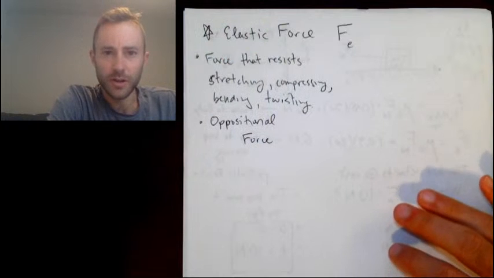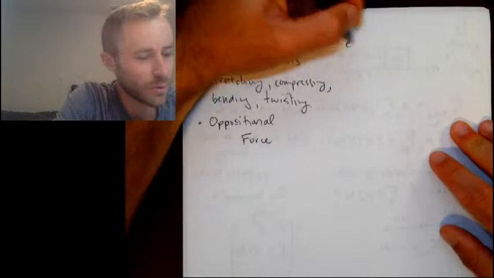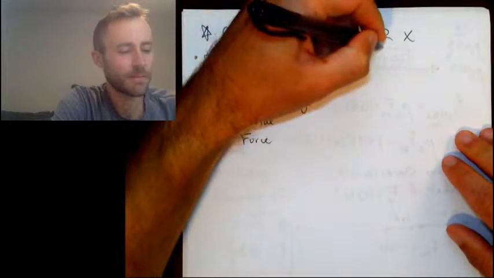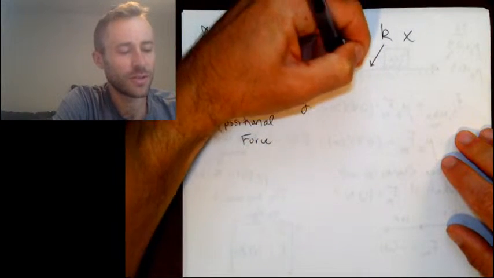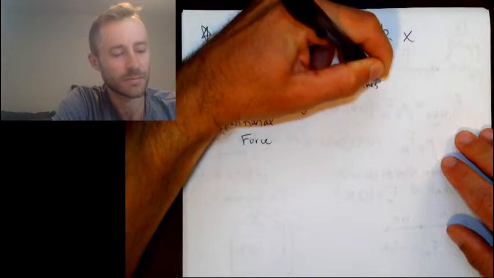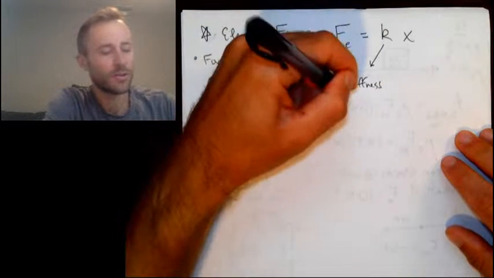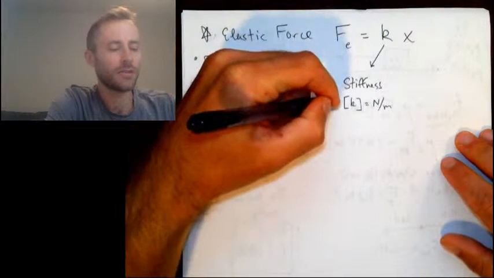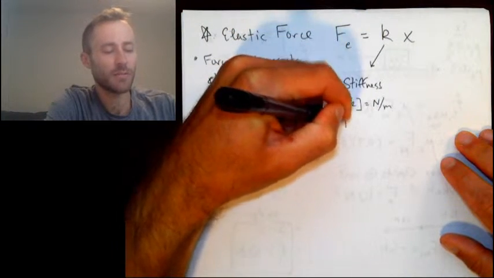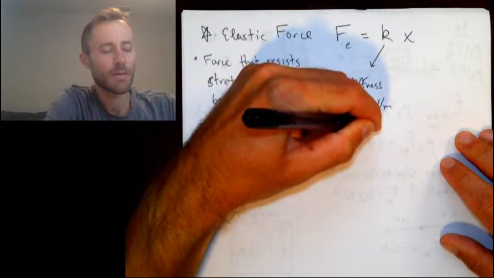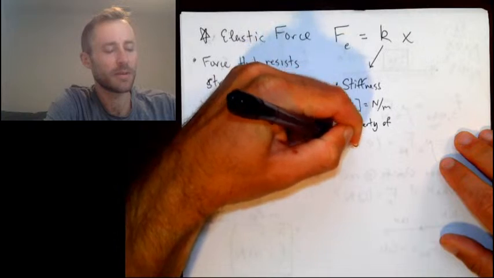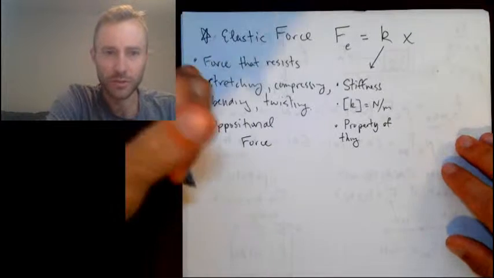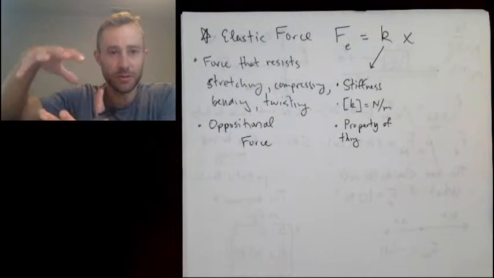Okay, and so there is a nice formula for the elastic force. It is K times X. So K is called the stiffness. Units of stiffness are newtons per meter, and it is a property of the thing that is being stretched or compressed or bent or whatever. So different springs, for example, have different stiffnesses.